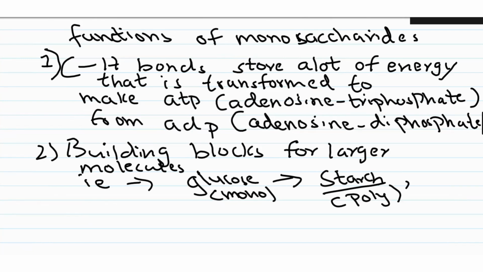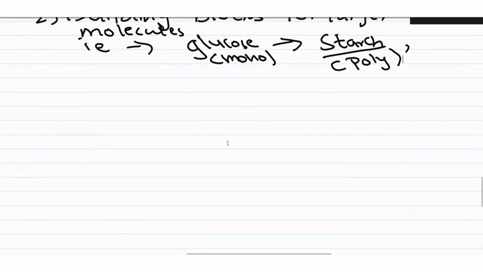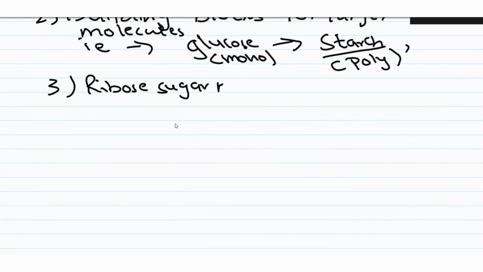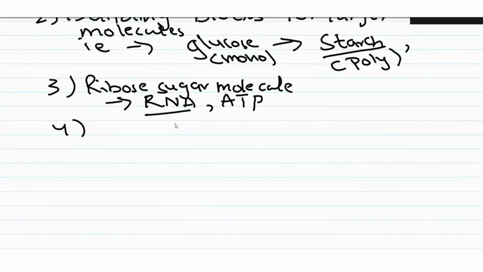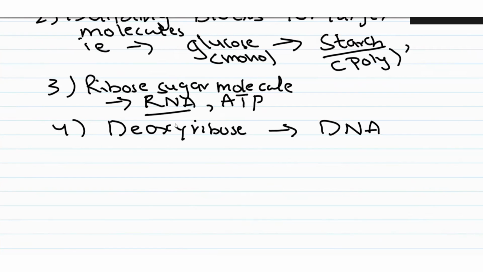The third function of monosaccharides is, I'm giving an example, that we have ribose sugar. Ribose sugar molecule forms RNA, that is ribonucleic acid, and ATP. We'll further discuss that in our next class. Secondly, the deoxyribose molecule forms DNA.